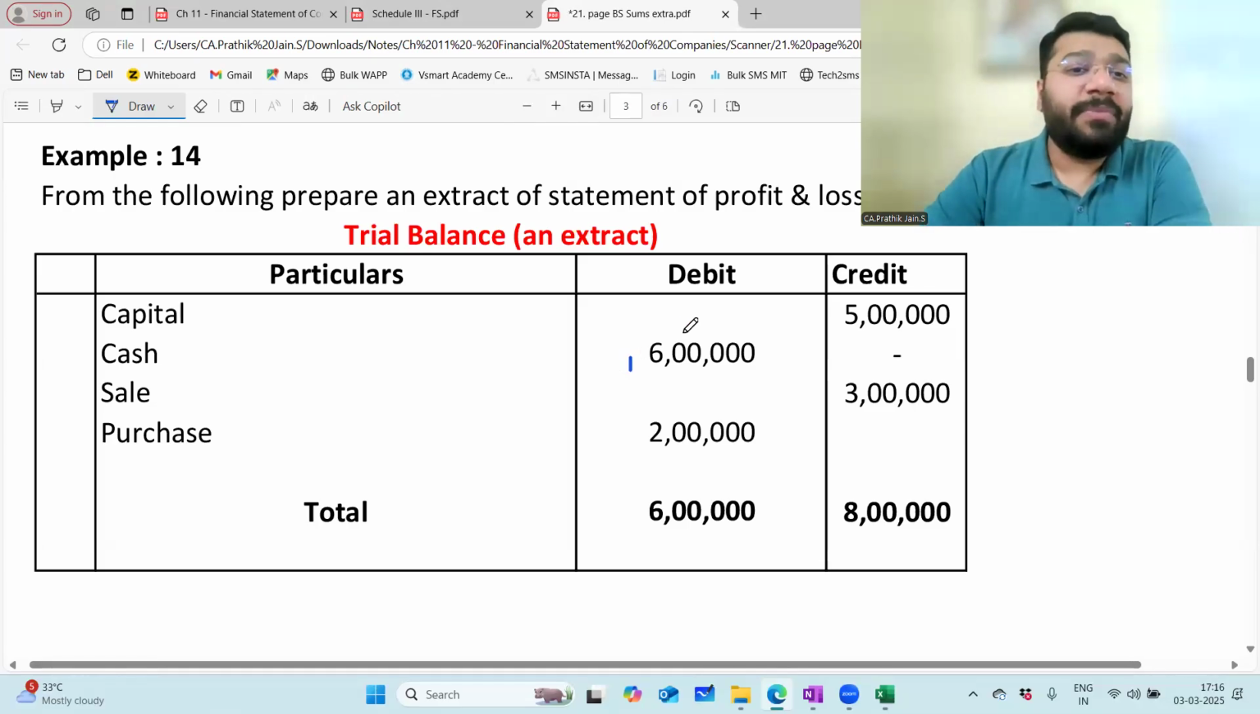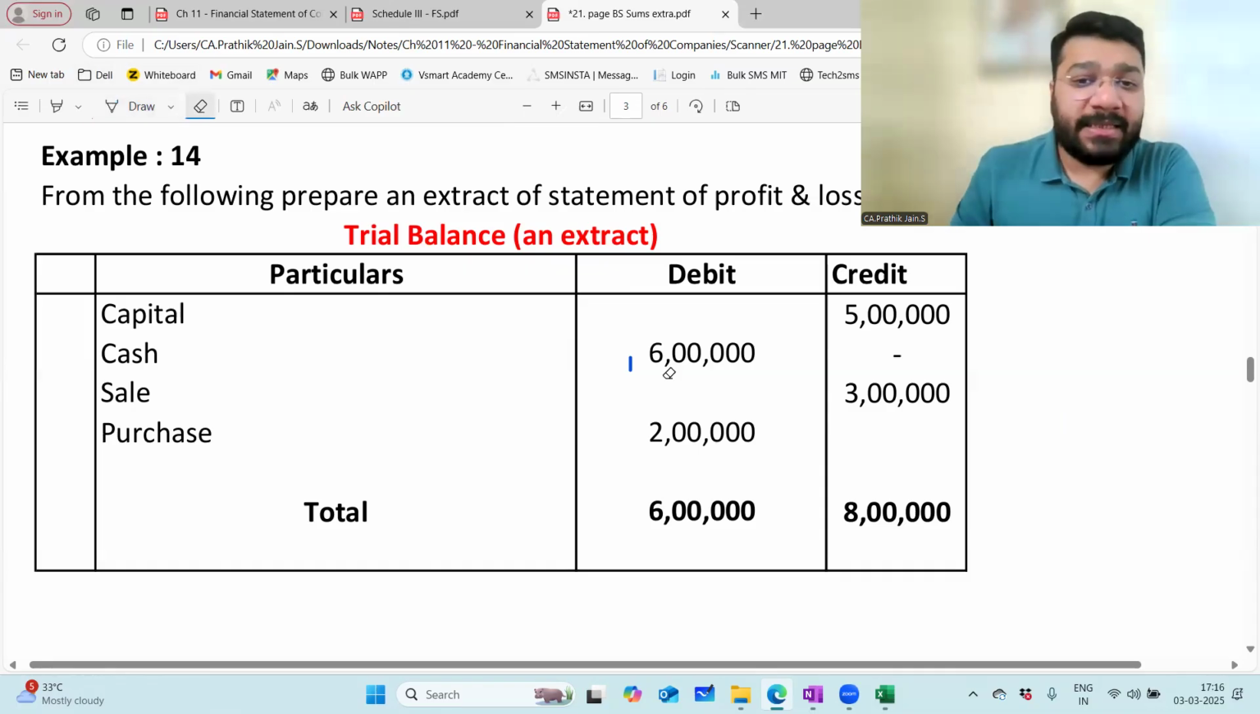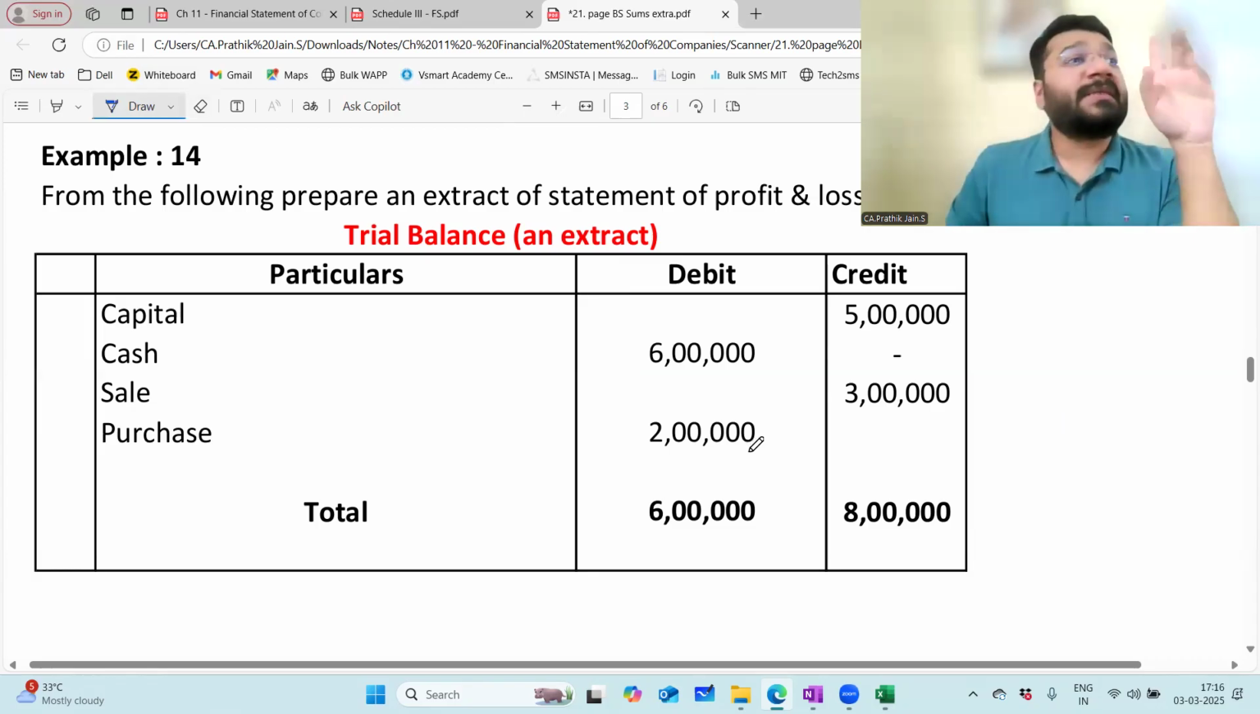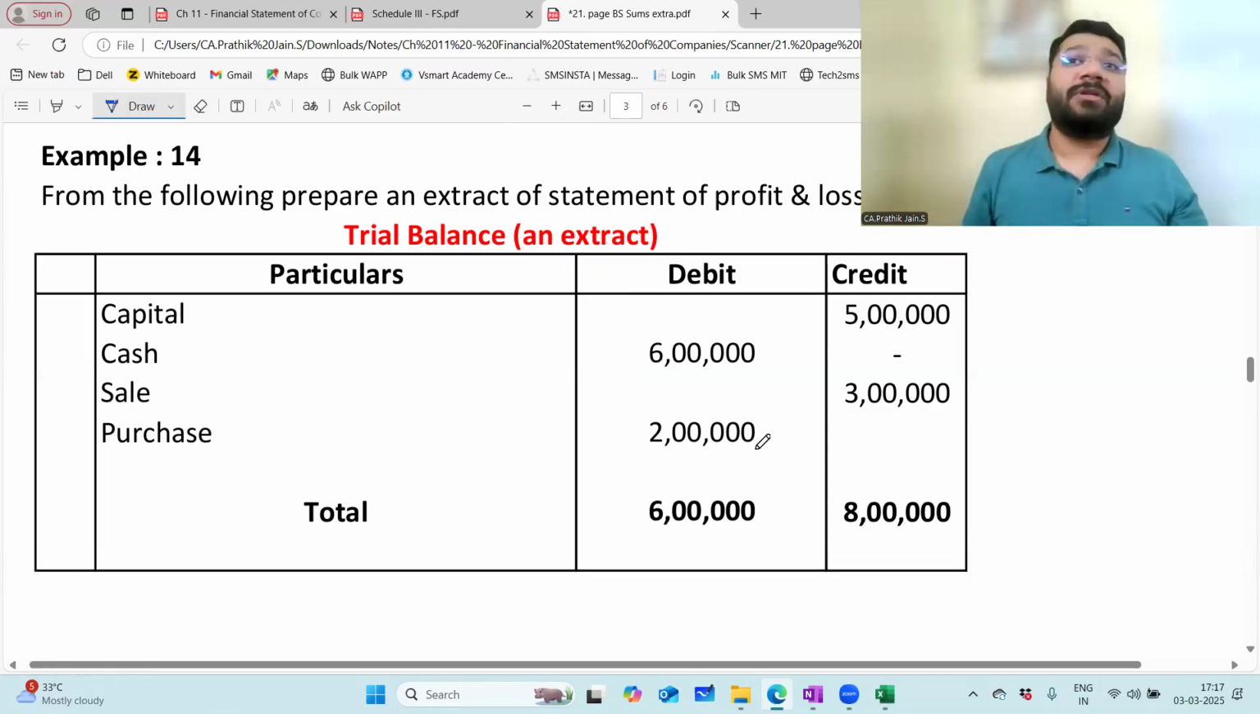From the following, prepare an extract of statement of profit and loss. They've given one trial balance extract. From this, they are asking us to prepare the statement of profit and loss. They've given capital 5 lakh, cash balance 6 lakh, sale 3 lakh, purchase 2 lakh. You're supposed to only prepare the statement of P&L. After that, you have to prepare a revised draft trial balance one more time, and then finally the balance sheet.